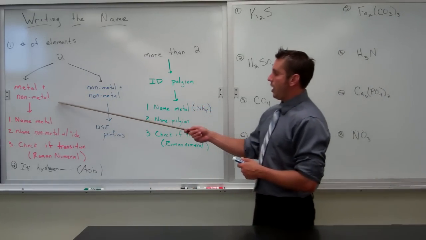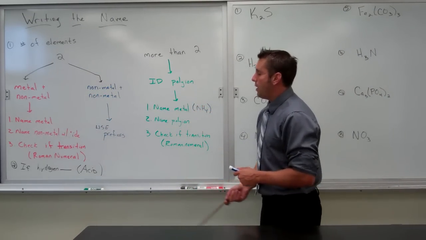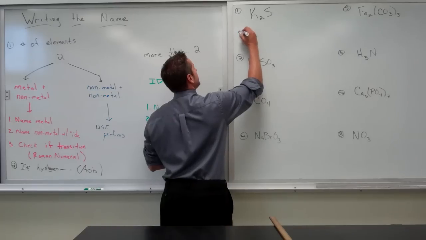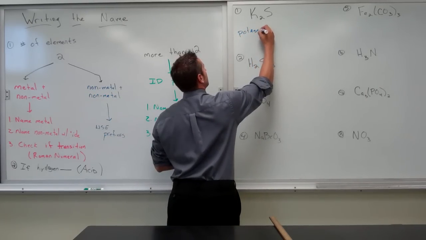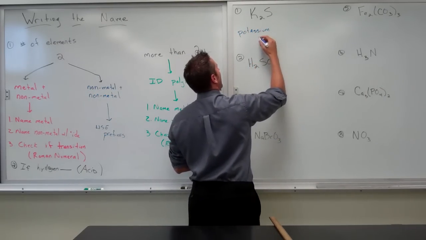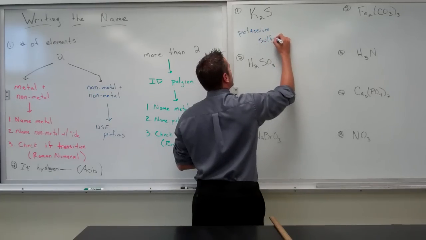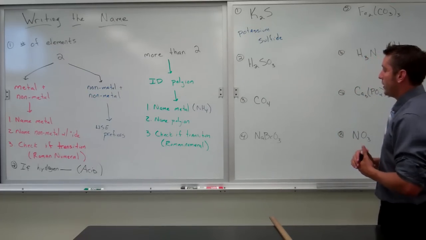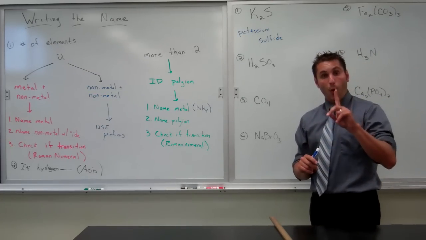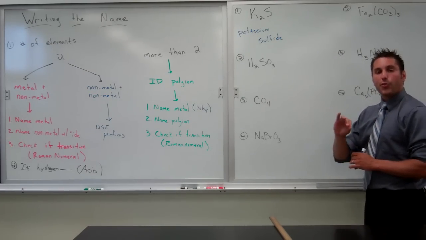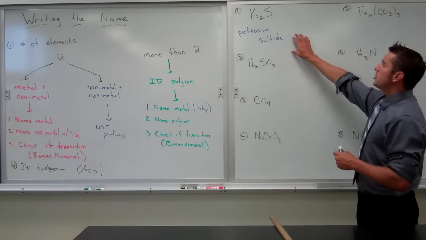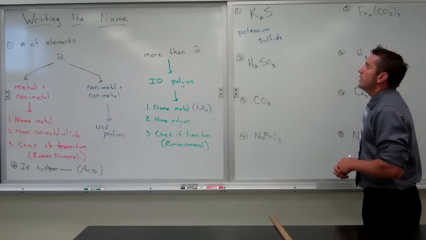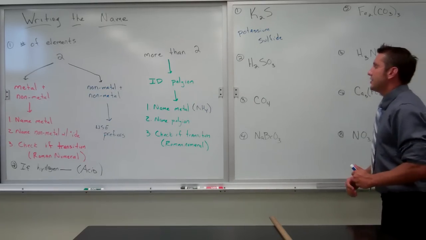Anytime we have a metal plus a non-metal, we name the metal, we name the non-metal with IDE, and then we check if it's a transition metal. My metal is potassium. My non-metal with an IDE is sulfide. And then last but not least, we check if potassium is a transition metal. As I said, it's in group 1. The transition metals are groups 3 through 12, so the answer is no, which means we do not need a Roman numeral.